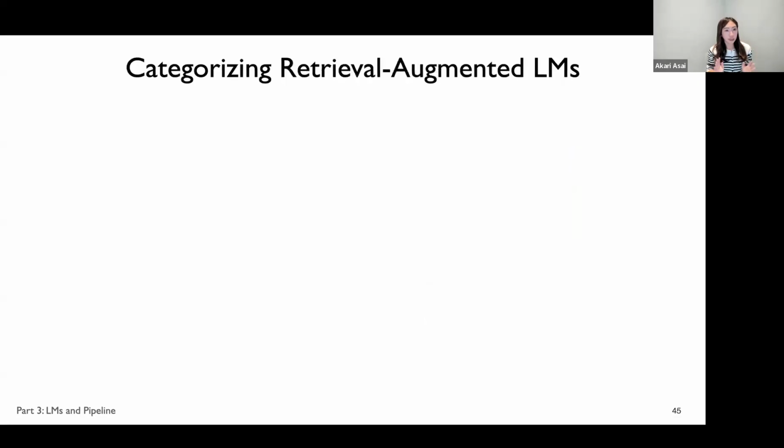So there are many different architectures of retrieval augmented language models, and retrieval augmented generation is actually just one of those many different retrieval language models. And to understand those different types of retrieval augmented language models, I want to highlight three key aspects. The first one is what we should retrieve.